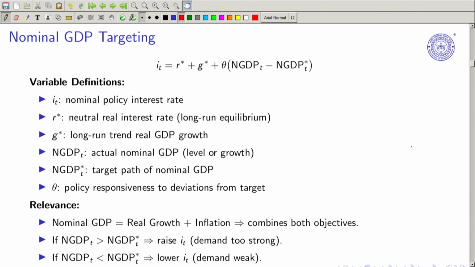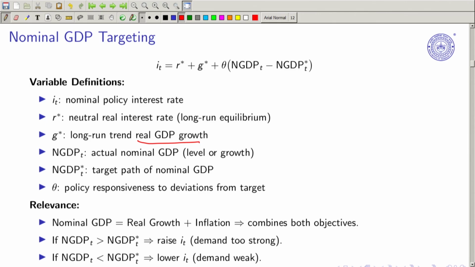In different countries there are different norms, and in the literature on monetary policy rules, there have been different rules of measuring the monetary policy stance, or you can say nominal interest rate predictability. Now we have something called nominal GDP targeting. What is the meaning of nominal GDP targeting? Here it implies that the nominal interest rate is equal to the neutral real interest rate that we discussed, plus the long run trend of real GDP growth. So this is what it means.